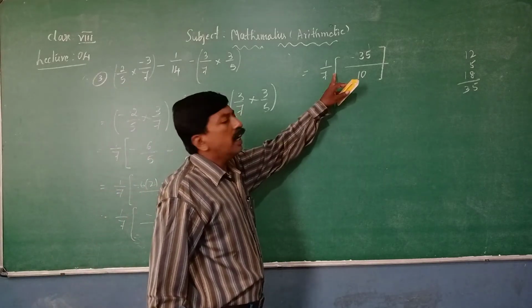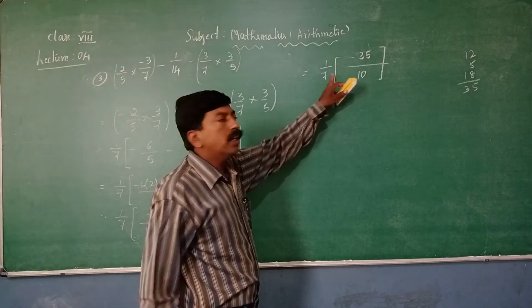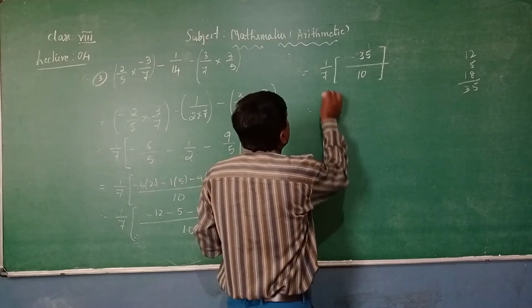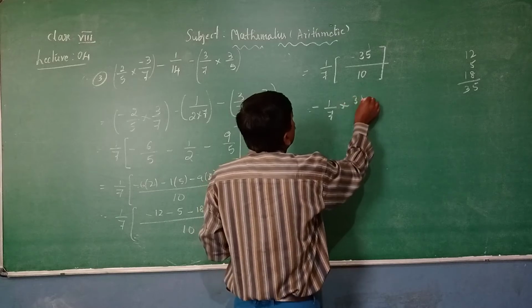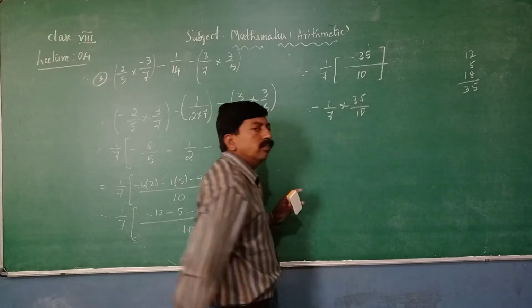In between that, again here is a product rule. It is nothing but plus into minus, so minus 1 by 7 into 35 by 10.